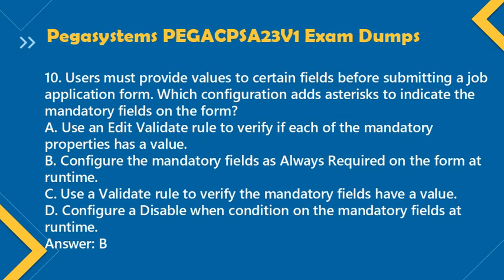Question 10. The correct answer is B. Configure the mandatory fields as always required on the form at runtime. Here's why. Option B aligns with the standard approach for indicating mandatory fields on a form in Pega. By configuring the mandatory fields as always required on the form at runtime, you ensure that these fields are marked with asterisks or other indicators to signify that they must be filled out before the form can be submitted.